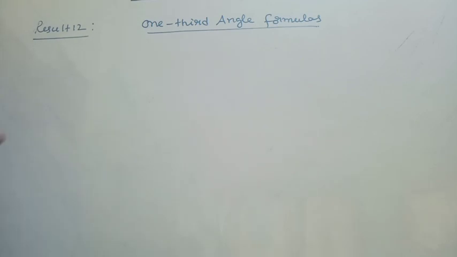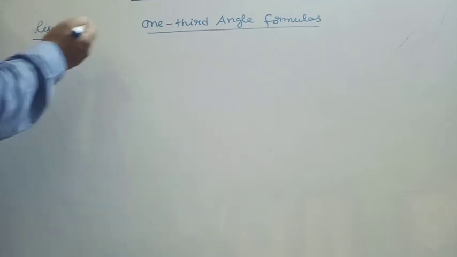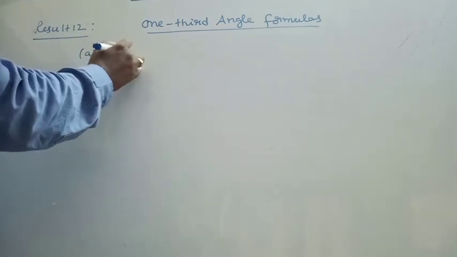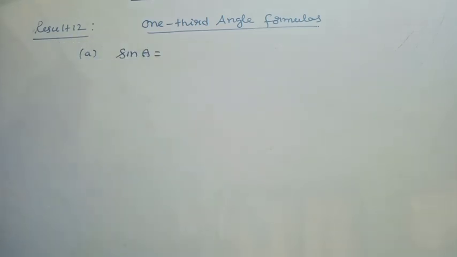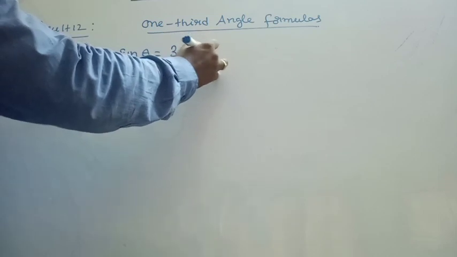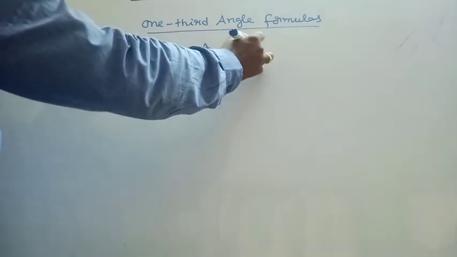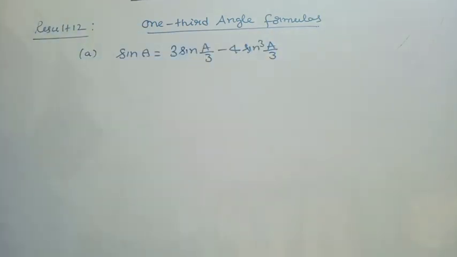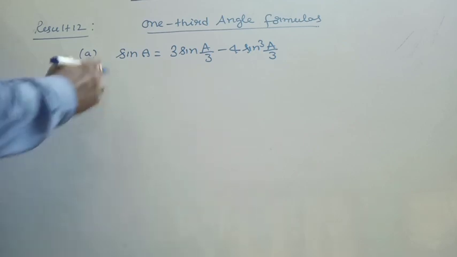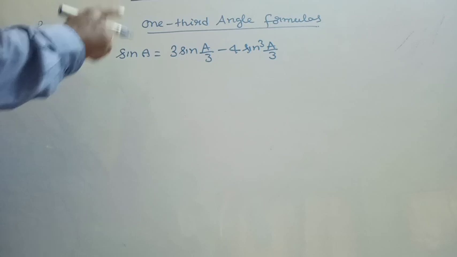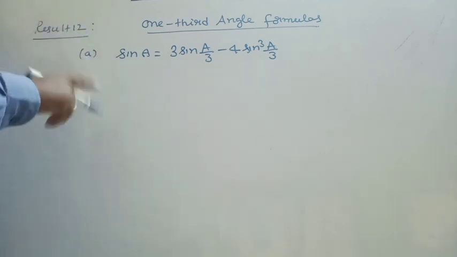Now we are having, my dear students, the 1/3 angle formulas. This is result number 12. Sin a is equal to 3 sin a by 3 minus 4 sin cube a by 3, because 1/3 angle formulas means in the angle you are going to take 1/3 of it, 1/3 part of it.